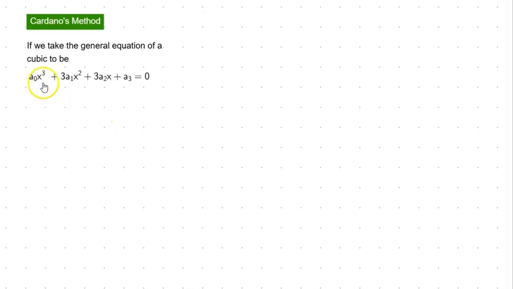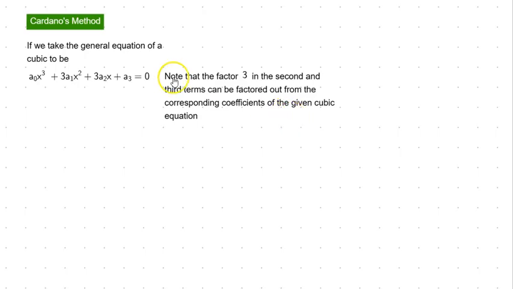Now, immediately the question arises, why, or how can we take this as a general form of a cubic? Note that the factor 3 in the second and third terms can be factored out from the corresponding coefficients of the given cubic equation. For example, let's say we are given a cubic equation 2x³ − 30x² + 162x − 350 = 0. Now, how do we convert this into this form? We factor out 3 from the second and third term.